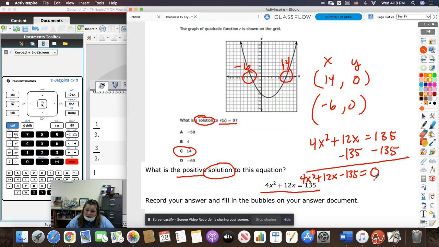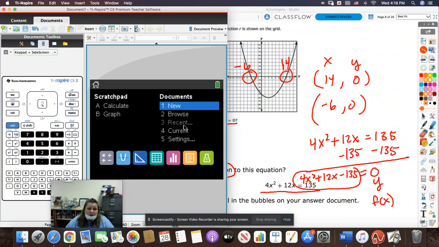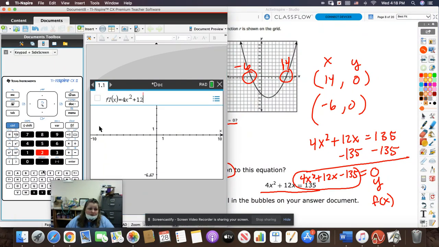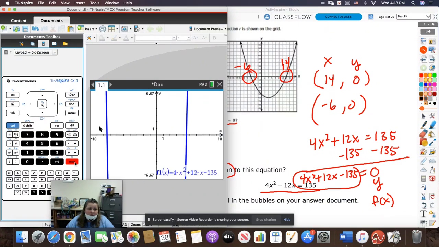And 0 is like y equals or f of x equals. Okay, and then you got to type this in. So again, you can't type this in a calculator because it's not equal to 0 or y or f of x. So in this particular one, you have to use that algebra skill and move that 135 to the other side. Then you can type it in, no problem. Add a graph, 4x squared plus 12x minus 135. Enter. So here's where they cross.